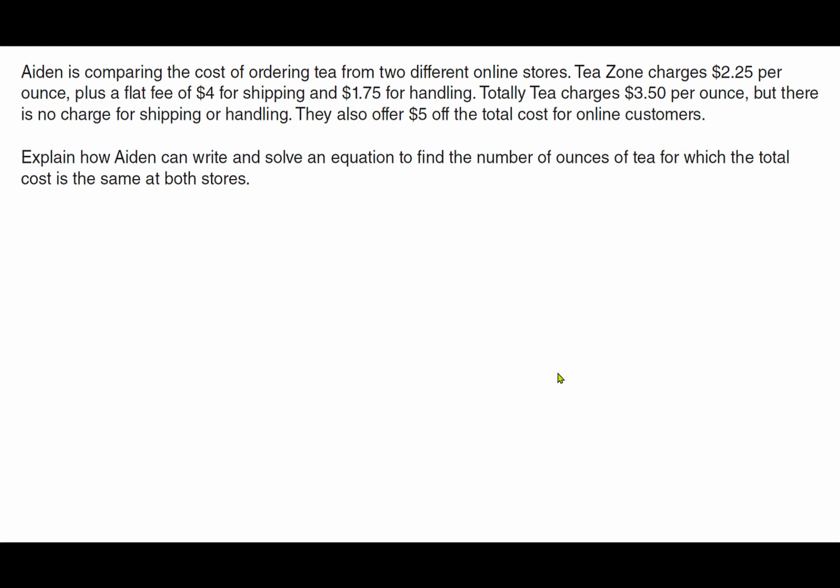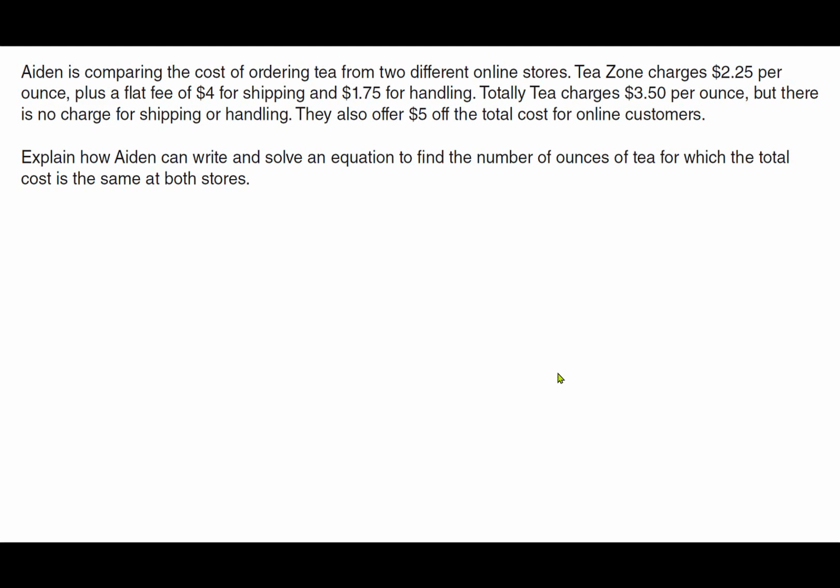So I'm dealing with a couple of different things there. I noticed that Total Tea's charge per ounce is larger, but then they don't have that shipping and handling fee that T-Zone does. My question is saying to explain how Aiden can write and solve an equation to find the number of ounces of tea for which the total cost is the same in both stores.